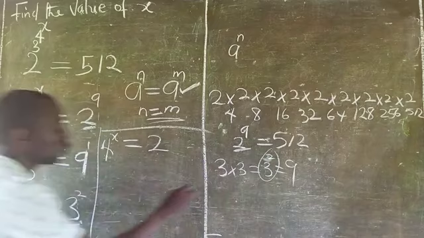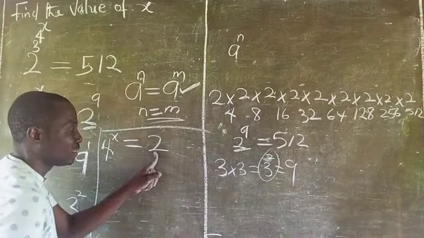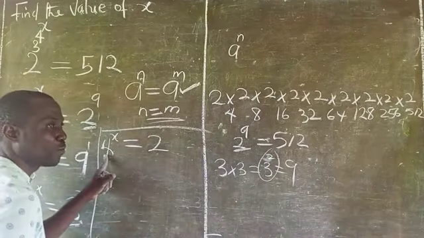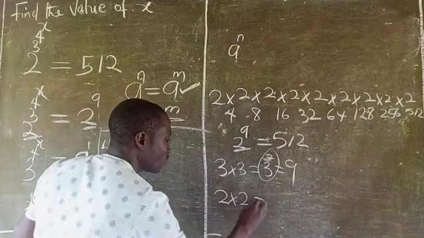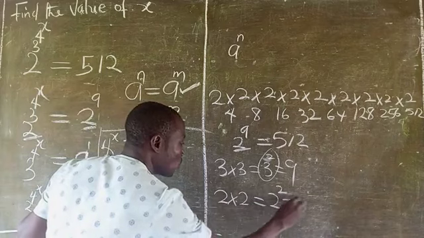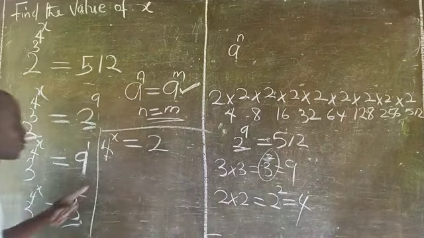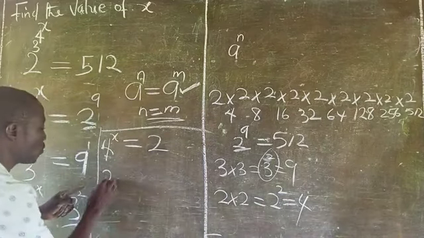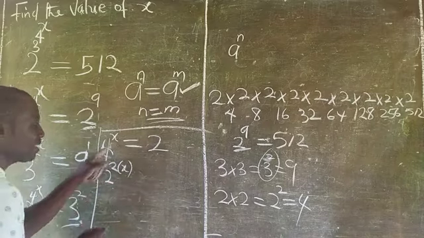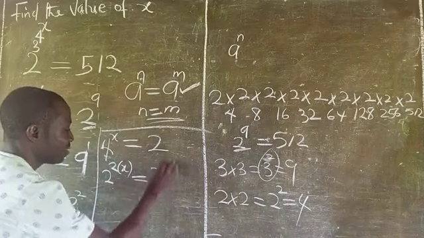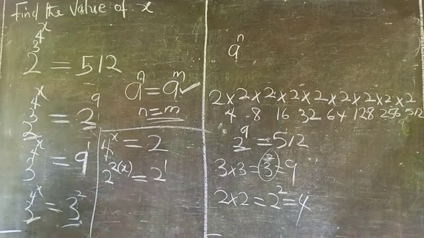So since I have 2 as the base here, I want to transform 4 to an inverse form. I want to say 2 times 2, and 2 times 2 is 2 raised to power 2. Of course, that is 4. You see, so I want to put 2 raised to power 2 here, and raised to power s, don't forget, s is in existence there. And this equals 2 raised to power 1.